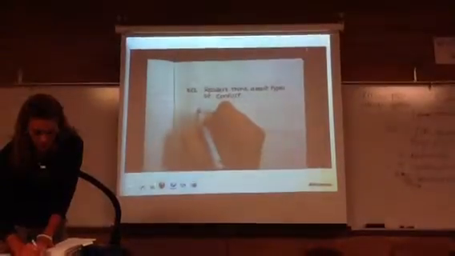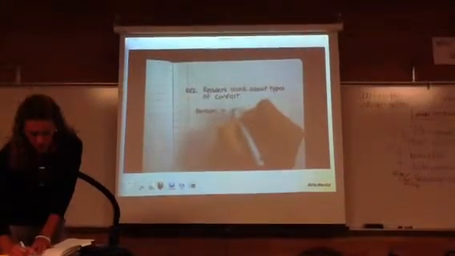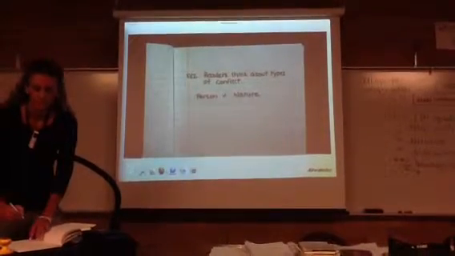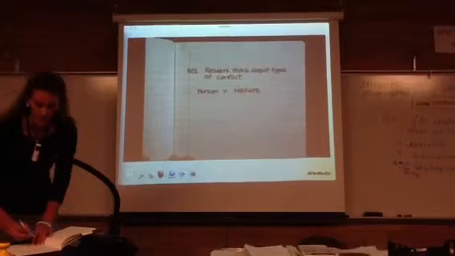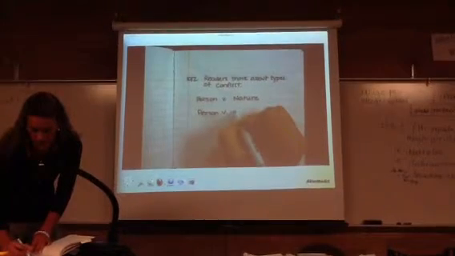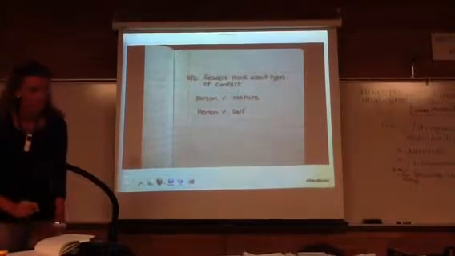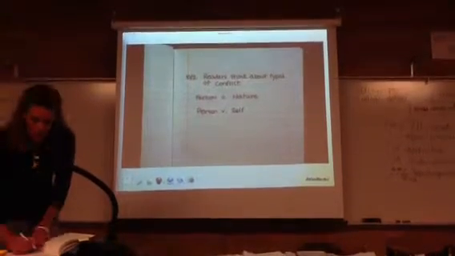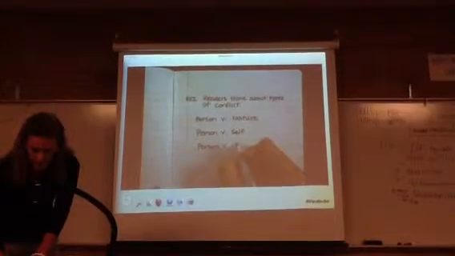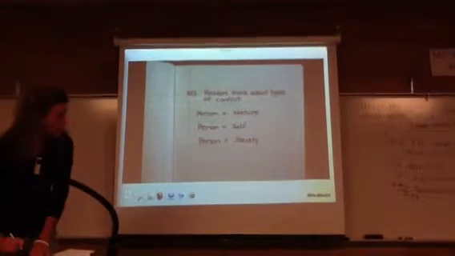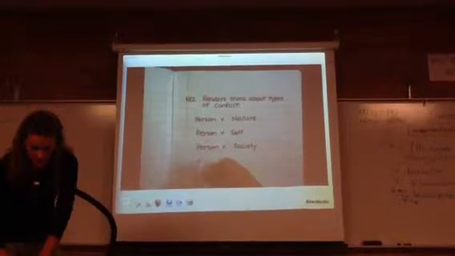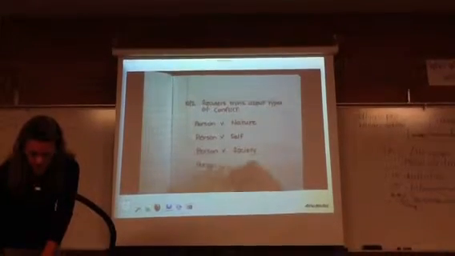One is person versus nature. Leave a couple lines. Another is person versus self. A third is person versus society. And a 4th main type of conflict is person versus person.